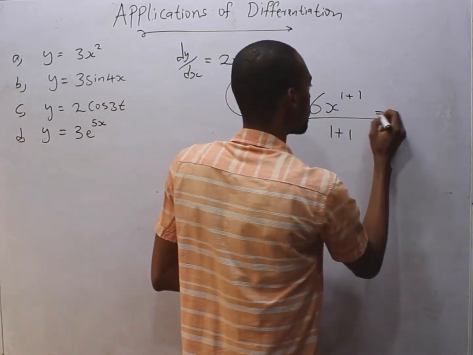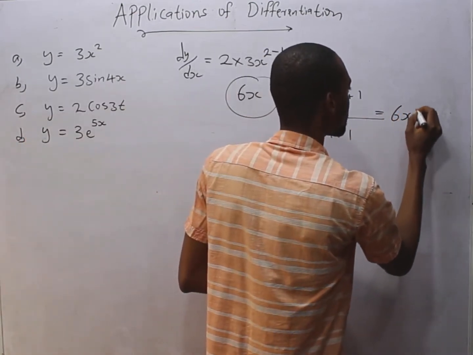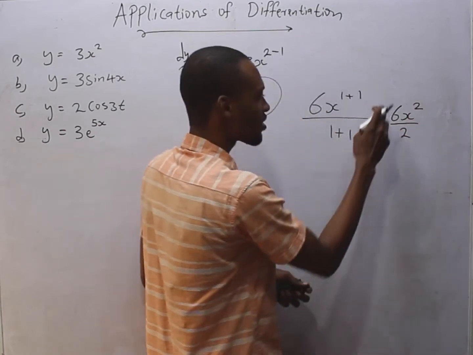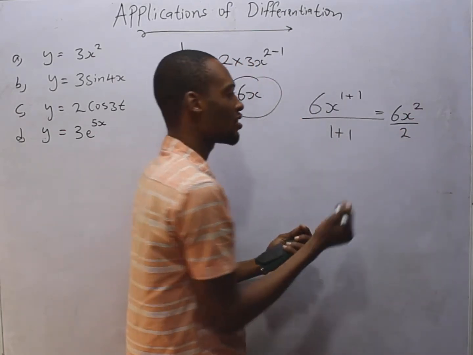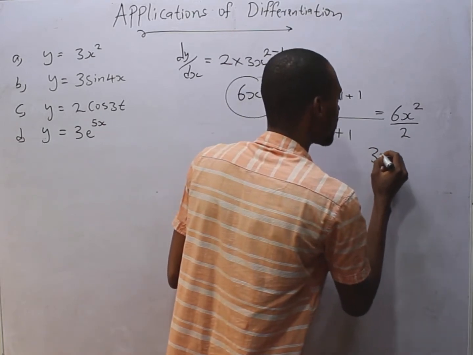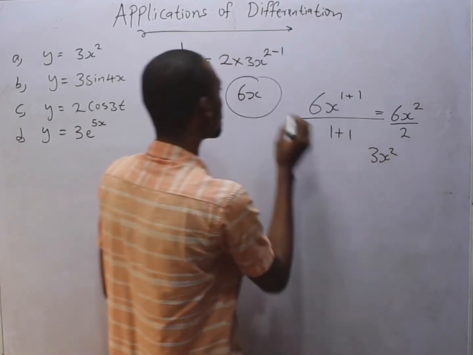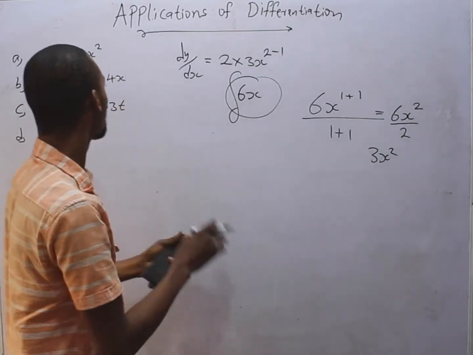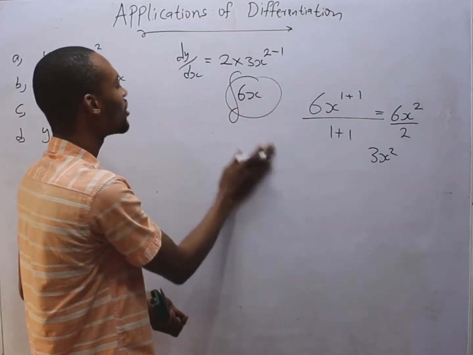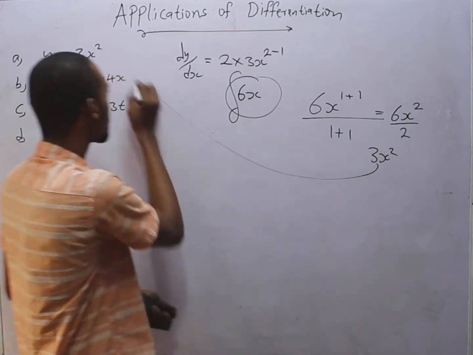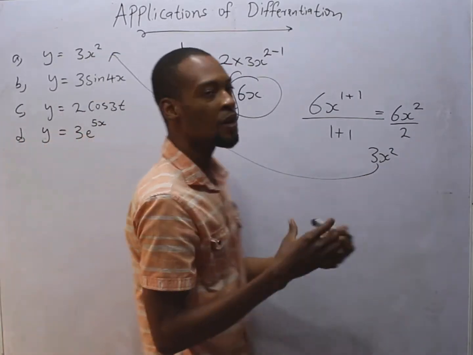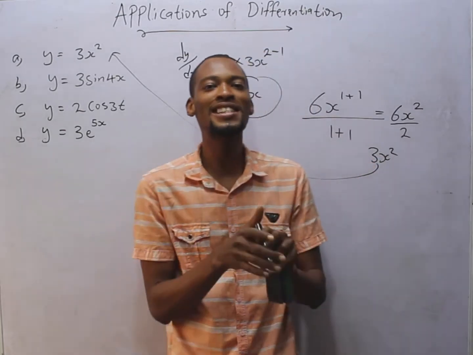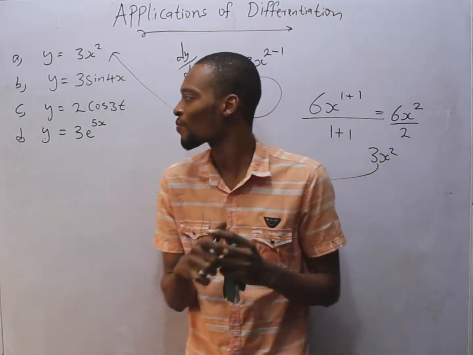This simply gives you 6s raised to the power of 2 divided by 2. 6 divided by 2 is 3. This is equal to 3s squared. So integrating this, we get 3s squared. This proves that to get what was differentiated, you integrate, and this is equal to this. If you don't understand, feel free to go through the differentiation videos because everything is explained there.